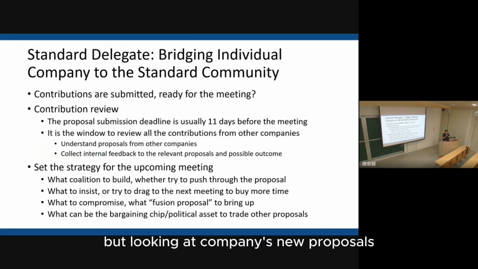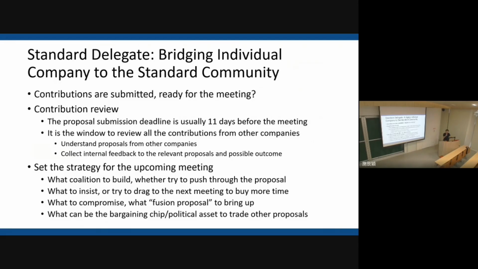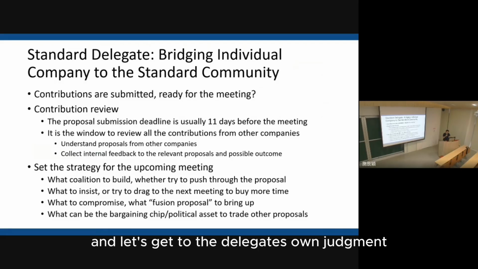And then that's also what I discussed in the previous slide, the external opinions. But looking at companies' new proposals, you can understand better their new positions. And once you understand the new positions, and probably from their proposal, try to infer what they can accept, then you can evaluate and look at the possibilities of building collisions and getting more support from other companies. And that gets to the delegates' own judgment.